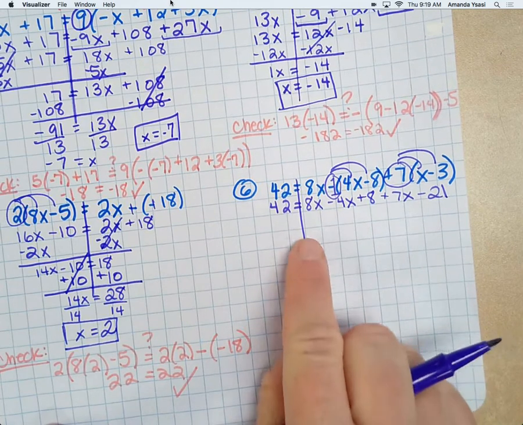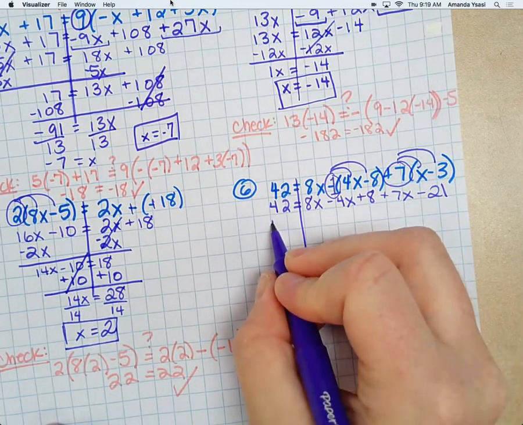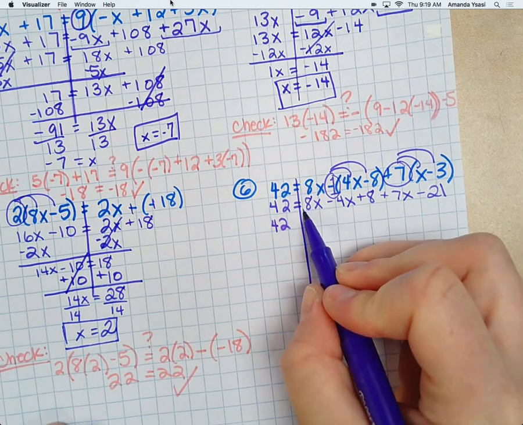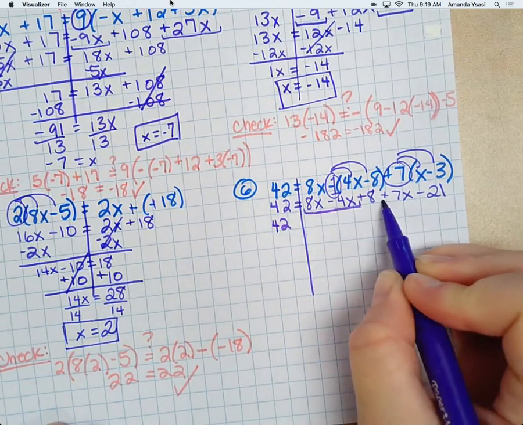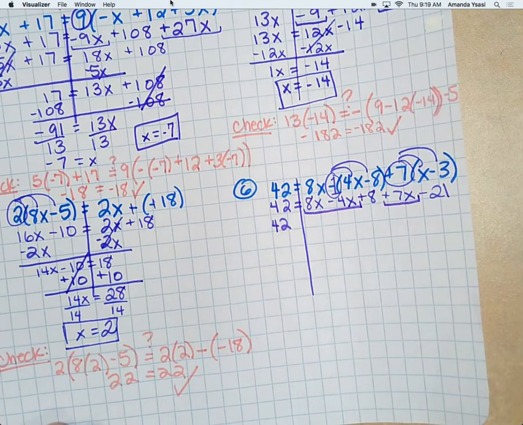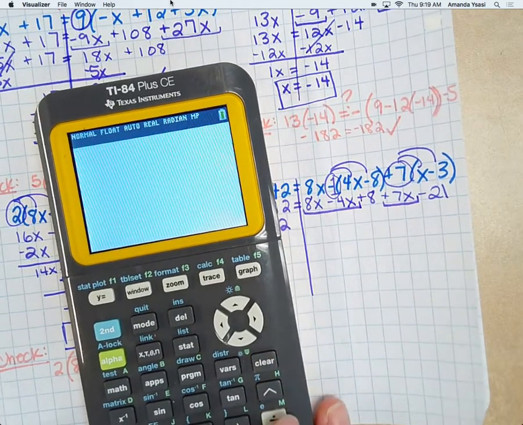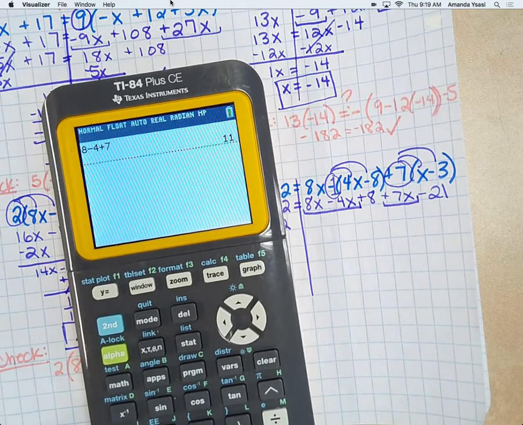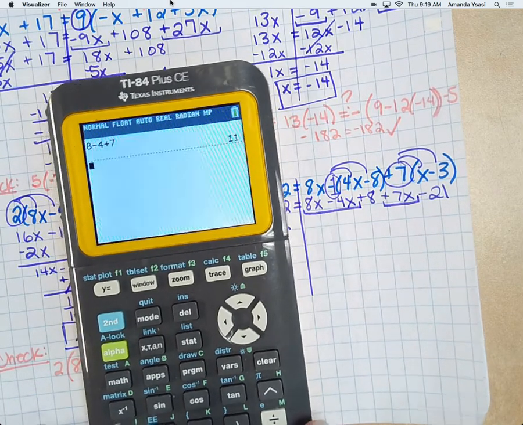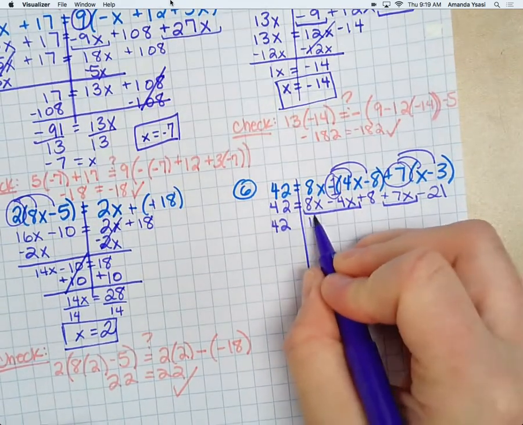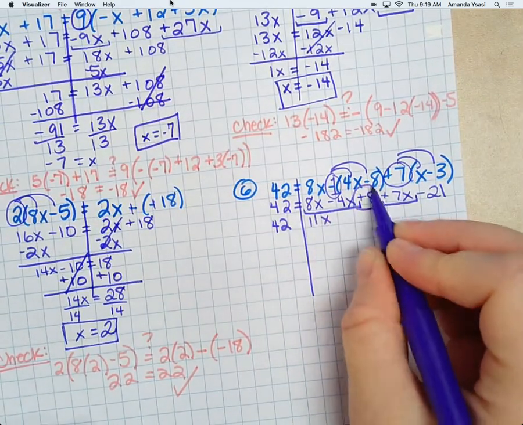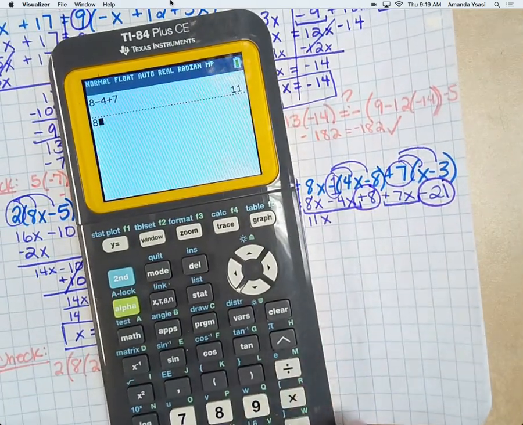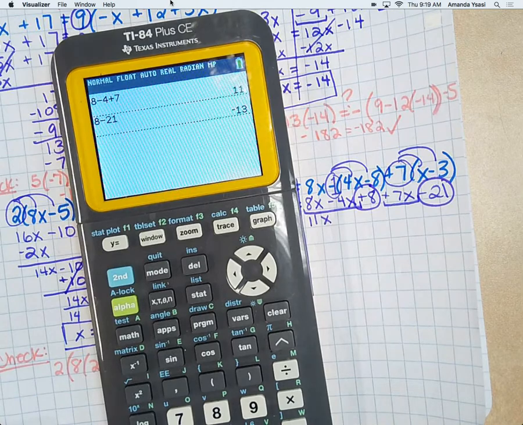Okay, the left-hand side is still simplified already. The right side, though, we need to combine like terms. So we have an 8x minus 4x plus a 7x. So you can do this. Just do it 8 minus 4 plus 7. Was 11. So 11x and then plus 8 minus 21. So positive 8 minus 21. Negative 13.